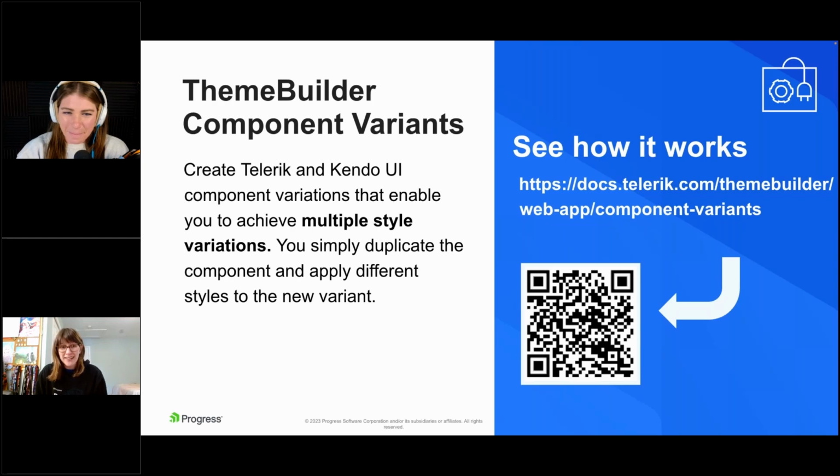We have now added this feature, variants, which allows you to duplicate a component and style it in a slightly different way. That's really useful for things like buttons, where you might have more than one type of button within a design system, like a primary button and a secondary button. Now you can just duplicate the button component, set one as primary, set one as secondary, and build those styles directly into your theme, which you can then export as production-ready code. It doesn't get much easier than that.